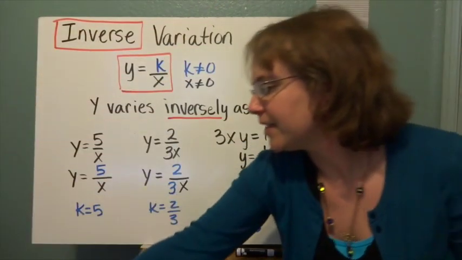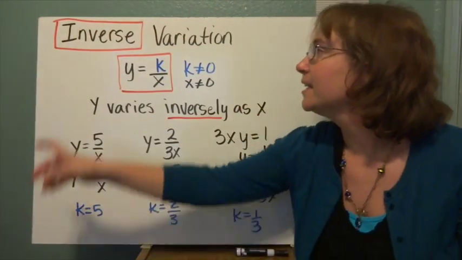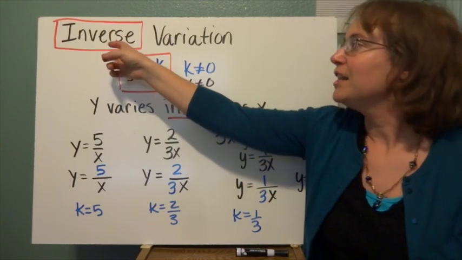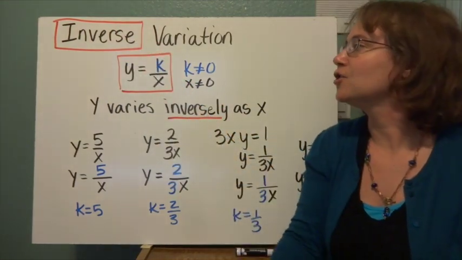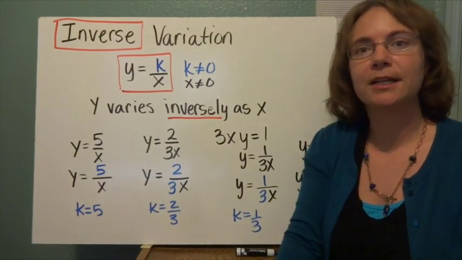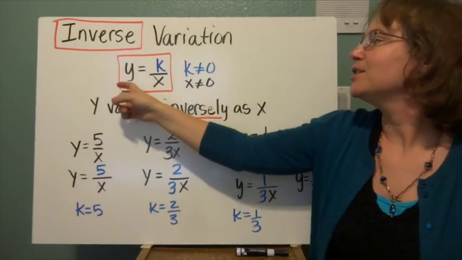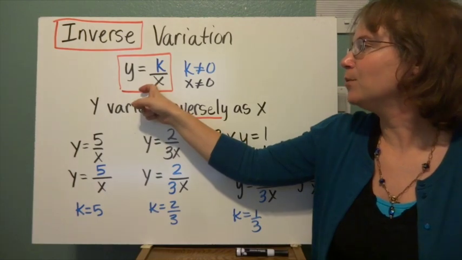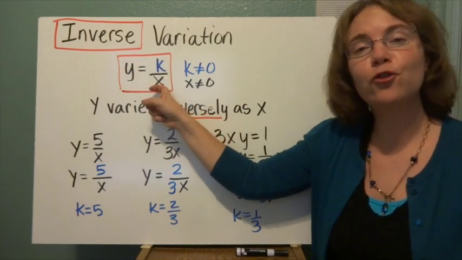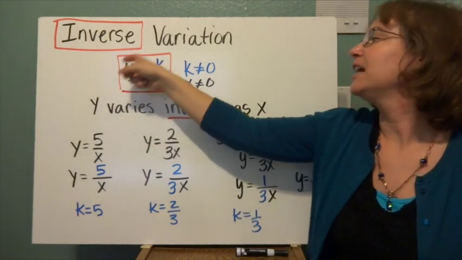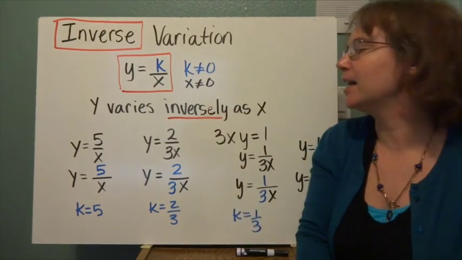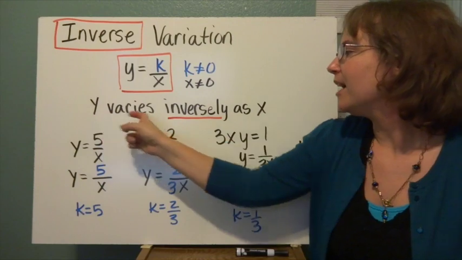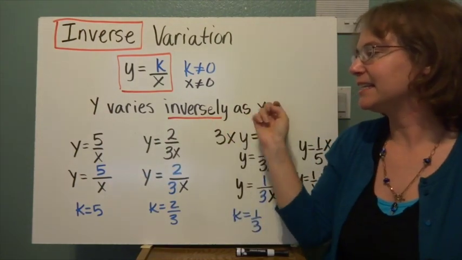So let's take a look at the next type of relationship. That's inverse variation. Now, inverse variation, because we're talking about a multiplicative sort of relationship, inverse would be the multiplicative inverse. And so instead of having x in the numerator, I have k over x. Y is varying inversely with x. K is not equal to 0 and x is not equal to 0. So y varies inversely as x.